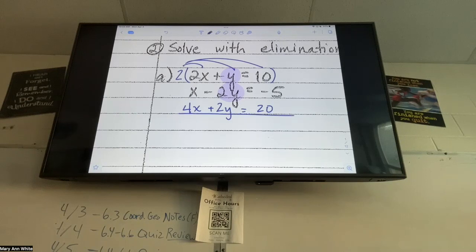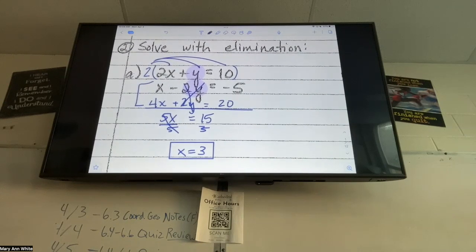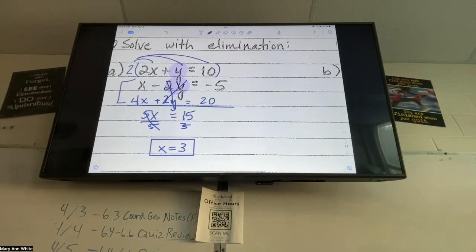And then I'm going to combine those two equations. And one of the variables needs to cancel out. So x plus 4x is going to be 5x. The 2y minus 2y cancels. And then negative 5 plus 20 is 15. This is super easy. Divide by 5. X equals 3. All right. Once you have x, go plug it into one of the equations.